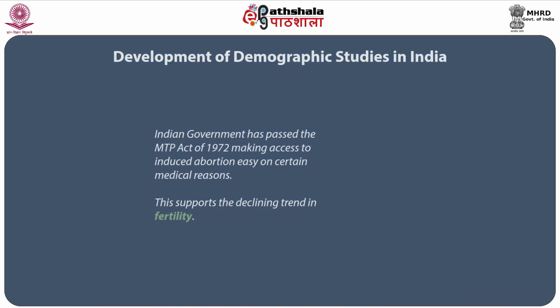In the meantime, the Indian government passed the MTP Act of 1972, making access to induced abortion easy on certain medical grounds. The number of MTPs has been increasing since 1972, and the number has been more than 5 lakhs for many years after the 1980s, as reported in Table 2. This would definitely support the declining trend in fertility.